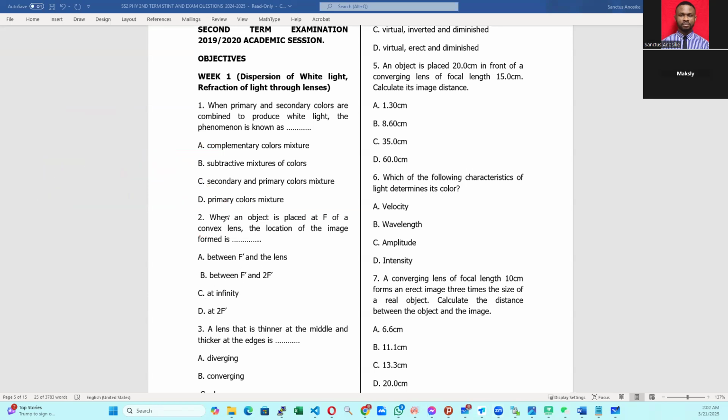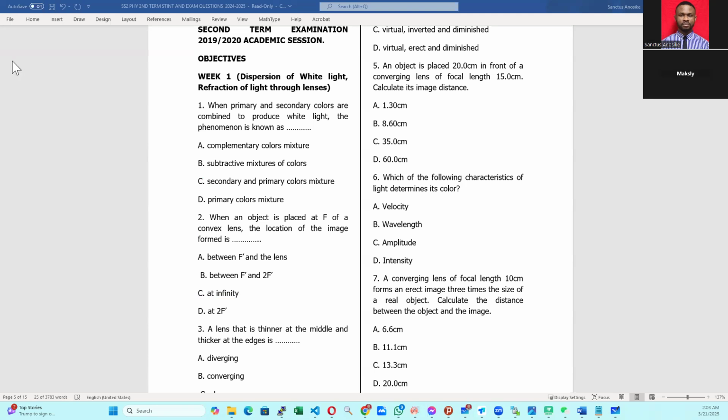So our answer is infinity. We say when an object is placed at f of a convex lens, the location of the image formed is at infinity. Then the next question says a lens that is thinner at the middle and thicker at the edge is what type of lens?